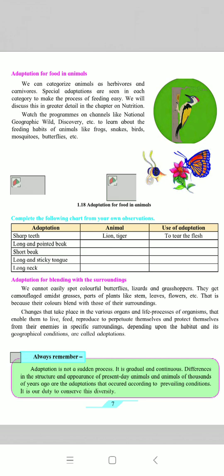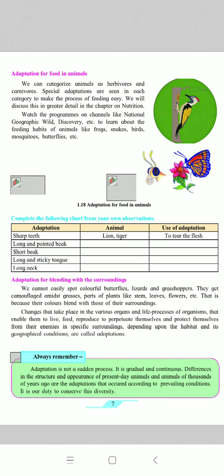Dear students, today we learn how adaptation for food in animals works. You can observe on the screen page number 7 of our book. In this picture, you can see different birds, insects, flowers, and butterflies. How do they survive?